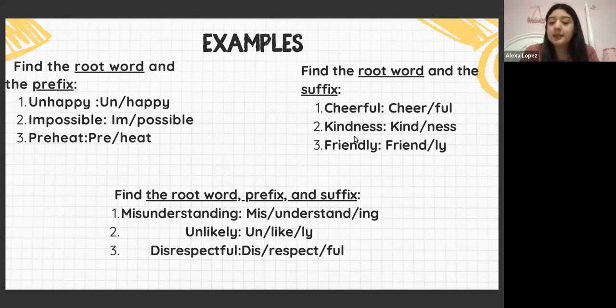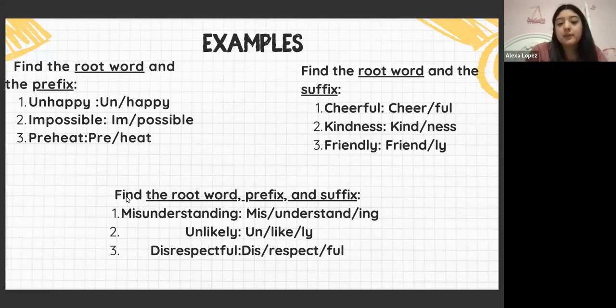Okay, let's move on to kindness. Kind would be the root word, right? And ness would be the suffix. Okay. And then friendly, friend would be the root word, and ly would be the suffix. And make sure you're drawing the little dash so you know where the root word is and the suffix, okay?